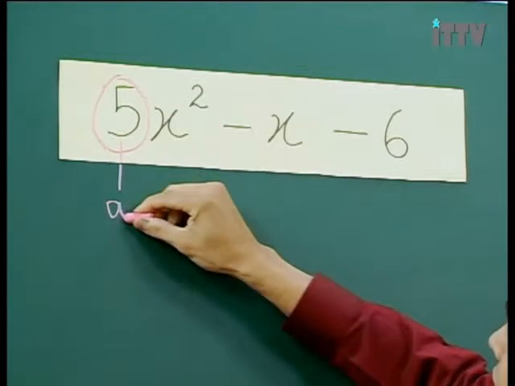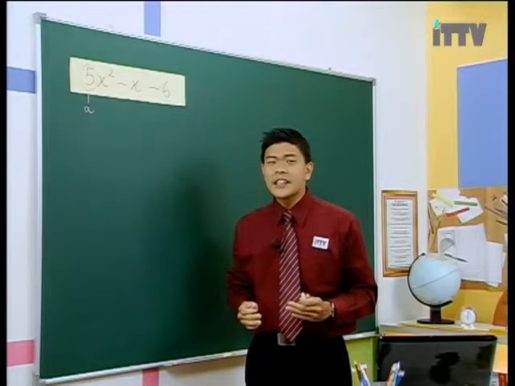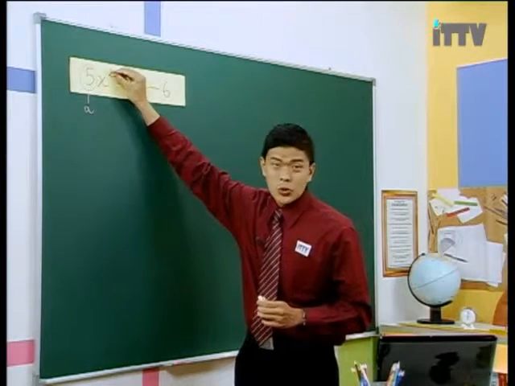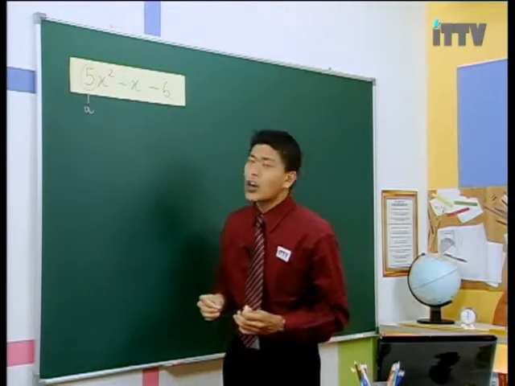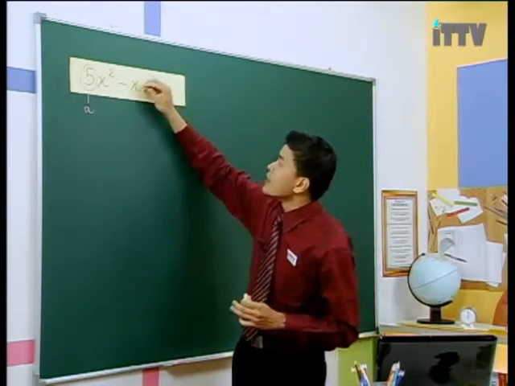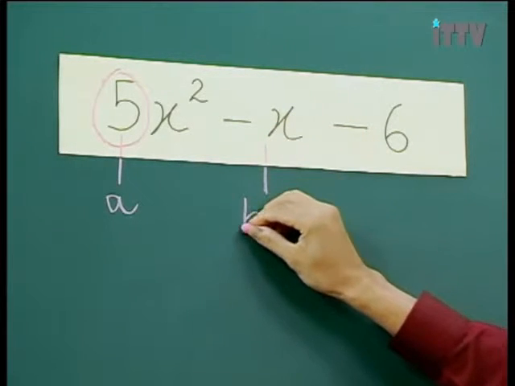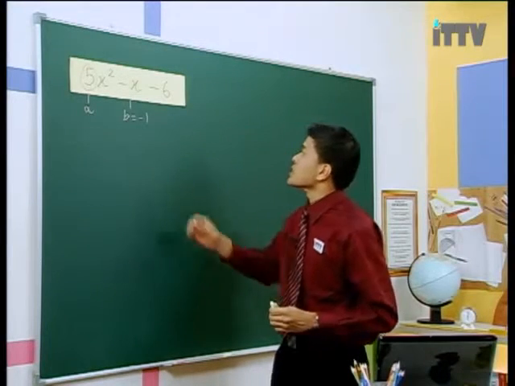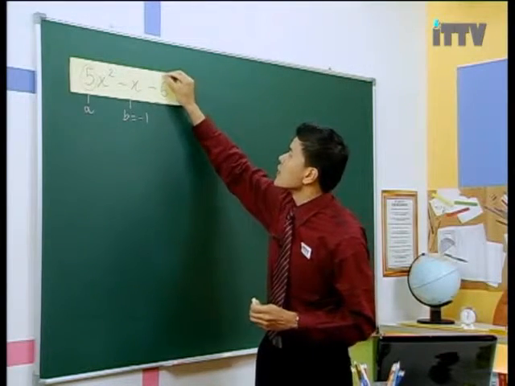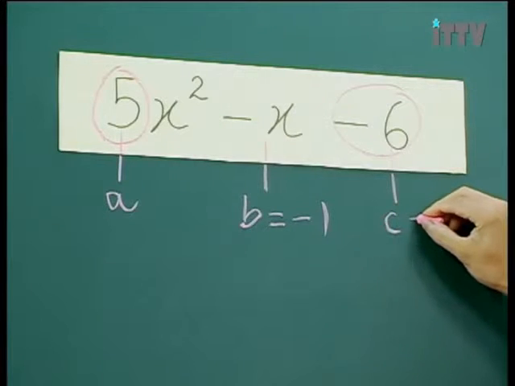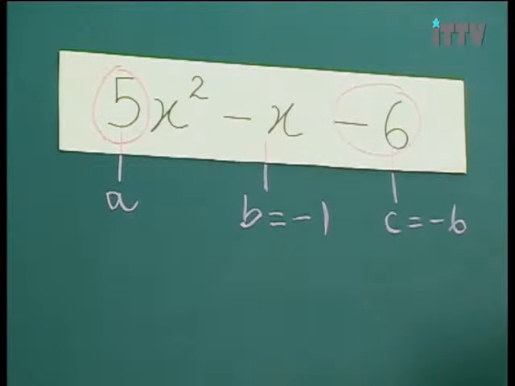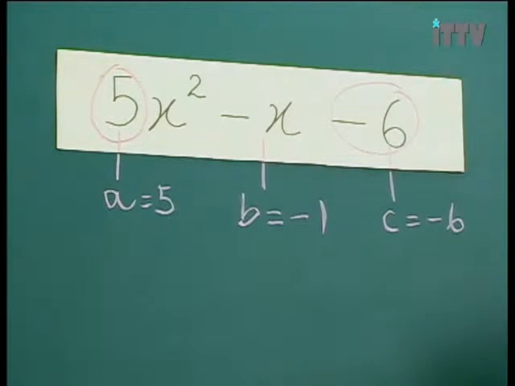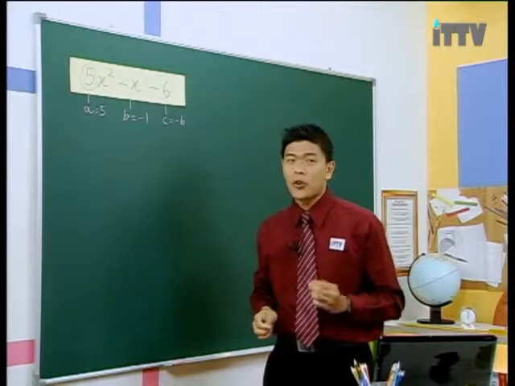the constant 5 is a. The constant a is always in front of the x with the power of 2. Then the constant b, which is not shown here, you know is negative 1. And the constant c is the last term, minus 6. So a is 5, b is minus 1 and c is minus 6.